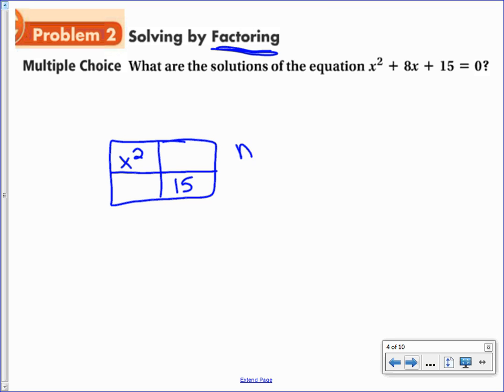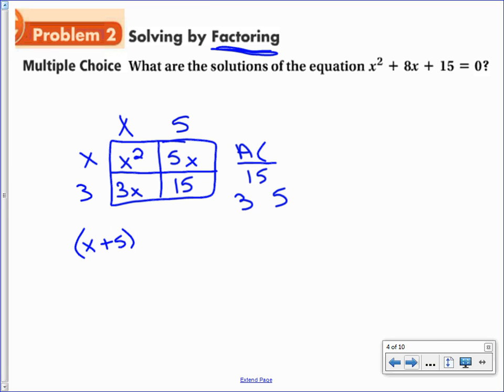My AC number on this problem is 15. Factors of 15 are like 3 and 5. And when you add up 3 and 5, you do get 8. When you factor stuff out from the top down, you get x, 5, x, and 3. And then what we want to do is we want to set them up as x plus 5, x plus 3. Set that equal to 0.